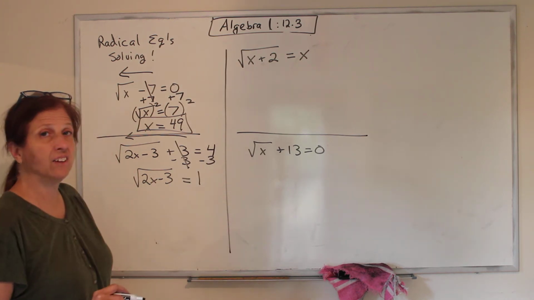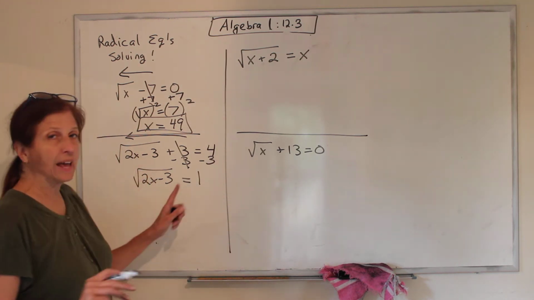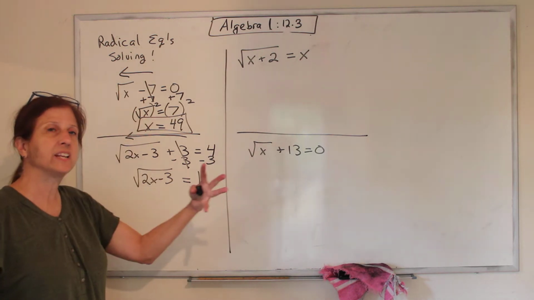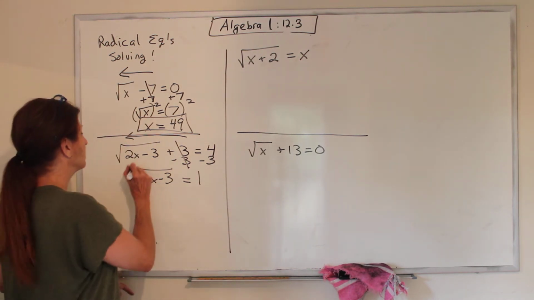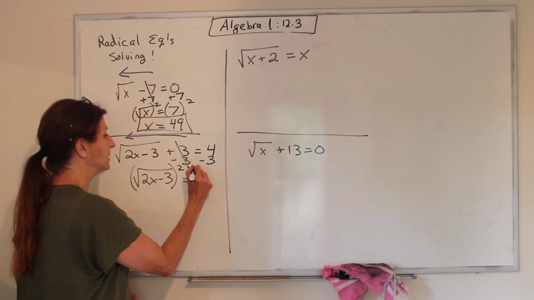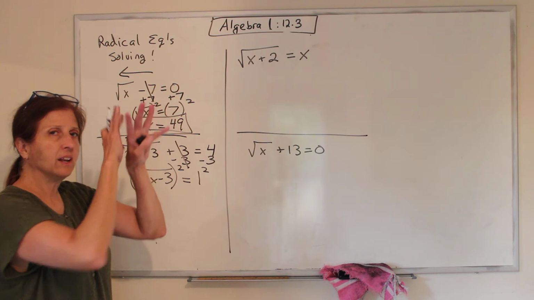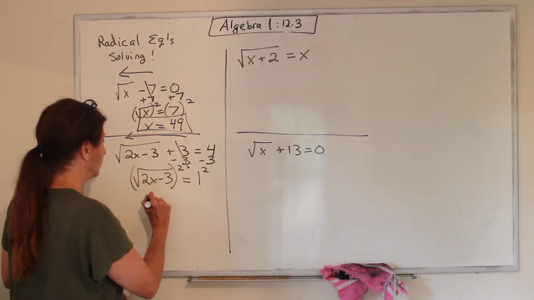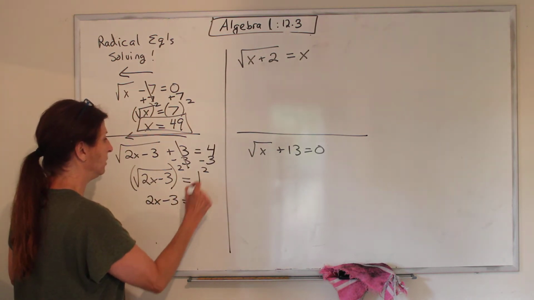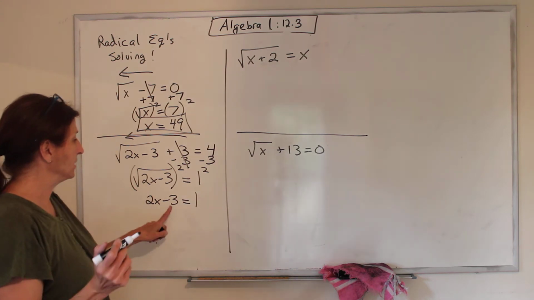Why is x not alone? The 2, the 3, and the radical. What is considered the most outside is the radical. So we're going to do the opposite and square both sides. The squaring gets rid of the radical. So you have 2x minus 3, 1 squared is 1. Now we just solve it.